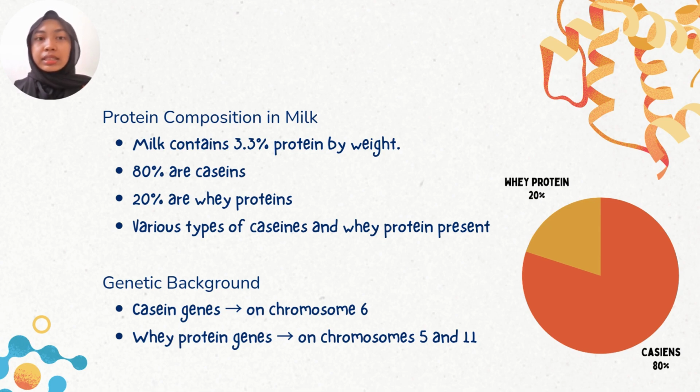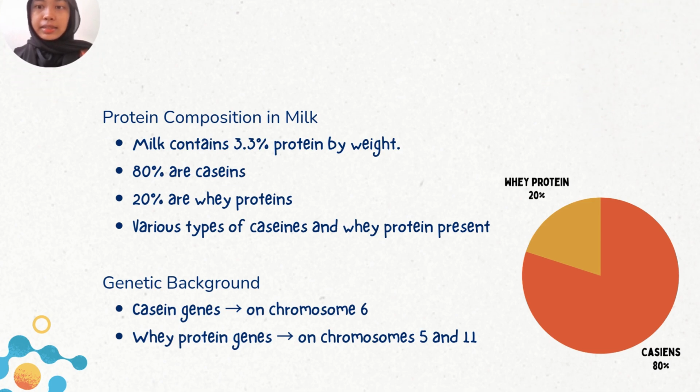The second one is genetic background, which is composed of casein genes, which we can find on chromosome 6, and whey protein genes, which we can find on chromosomes 5 and 11. For beta casein and A1 or A2 variants, there are 13 genetic variants of beta casein identified. The most common one is A1, which has histidine at position 67, and A2 has proline.